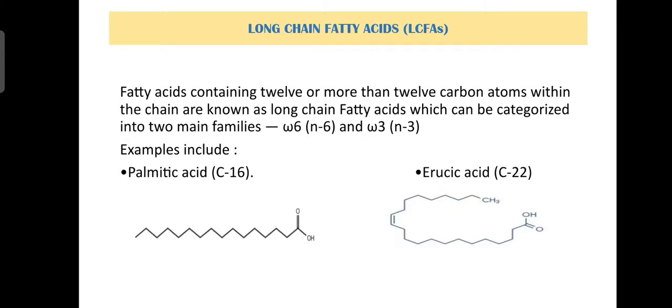Long chain fatty acids contain 12 or more than 12 carbon atoms. They can further be categorized into two main families, that is omega 6 fatty acids and omega 3 fatty acids. Examples include palmitic acid, that is a 16 carbon compound, and erucic acid, that is a 22 carbon compound, which can also be termed as a very long chain fatty acid.